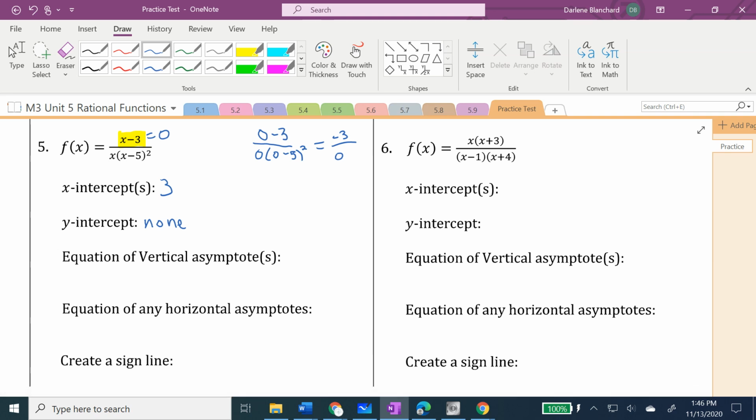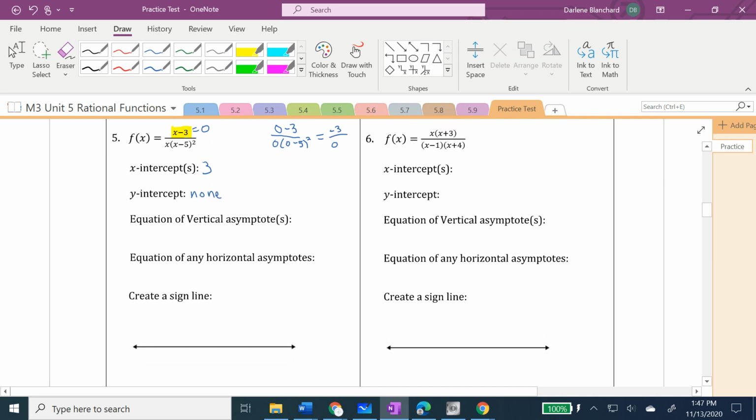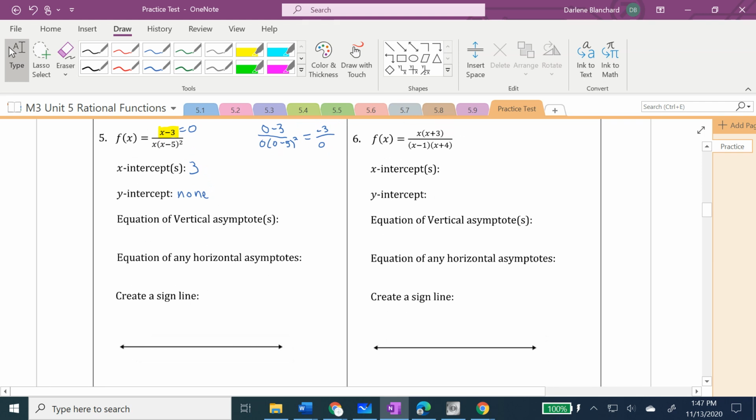Vertical asymptotes are numbers that make the denominator equal to 0, but do not make the numerator equal to 0. But I'm not going to throw at you those problems during this test where you have to worry about that situation. When you go to make the sign line, remember that you're looking at anything that makes the numerator equal to 0, which are your x-intercepts, and anything that makes the denominator equal to 0, which are your vertical asymptotes.